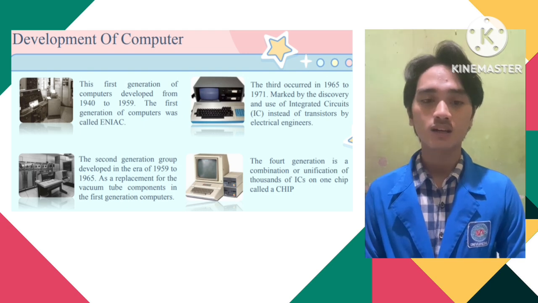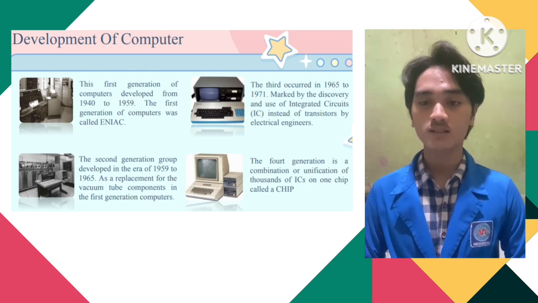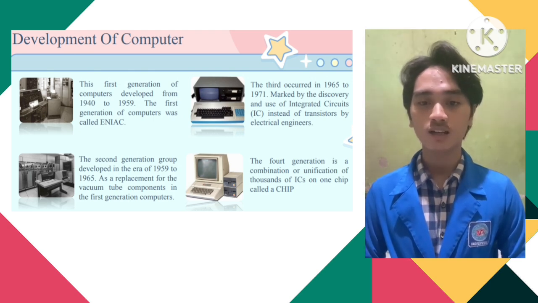1946. Second generation computers, developed in the era 1959 to 1965, were at the time transistors appeared as a replacement for vacuum tube components in the first generation computers. Transistors act as conductors and breakers of electric current. Programming languages in this era are increasingly developing. Machine language from punched cards switched to symbol language.